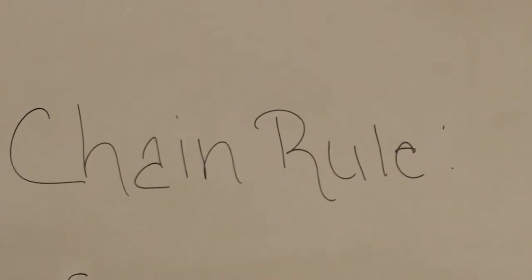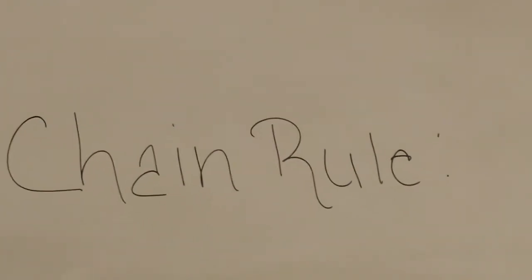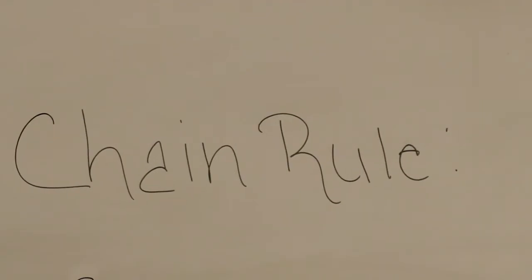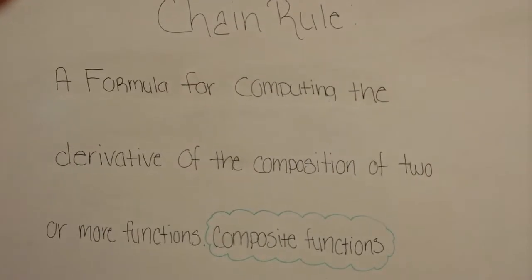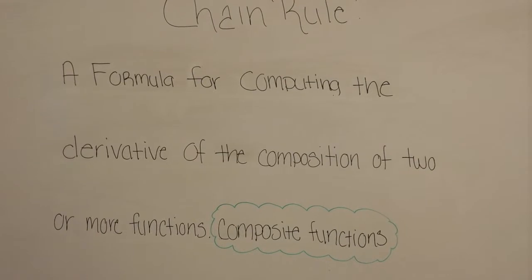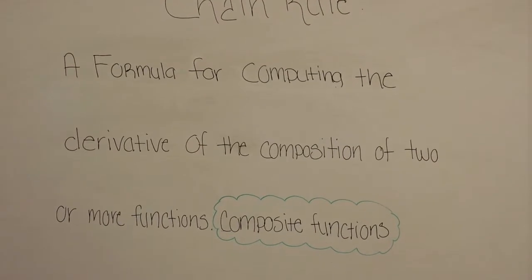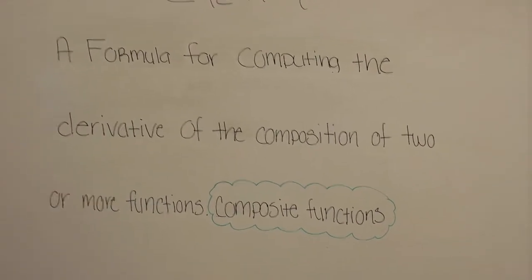In this video, we will be discussing the chain rule, or as I've learned in the past, let's go inside out. The chain rule is a formula for computing the derivative of the composition of two or more functions, also known as a composite function.